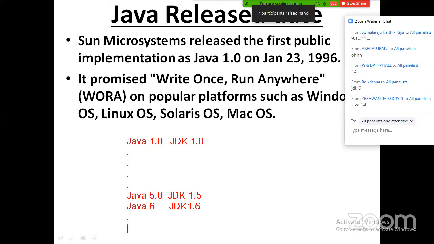JDK 1.7, Java 8, JDK 1.8. Up to this is the story. Now, this number confusion is there, right? Version number confusion is there. Then James Gosling and their team, Oracle Corporation.